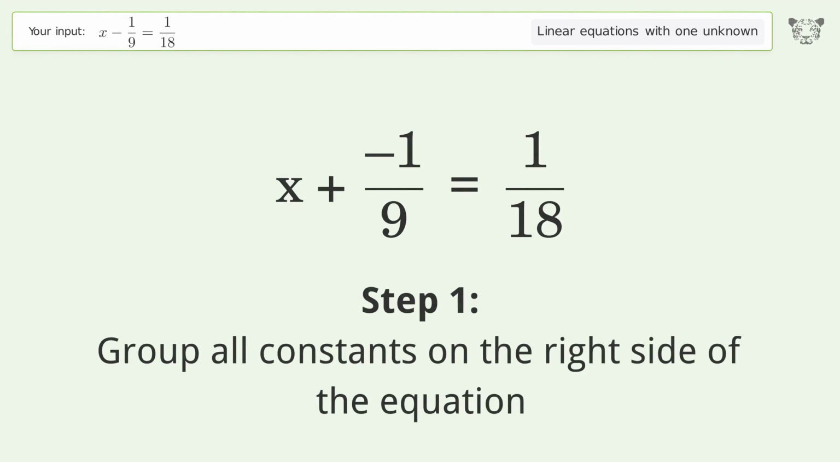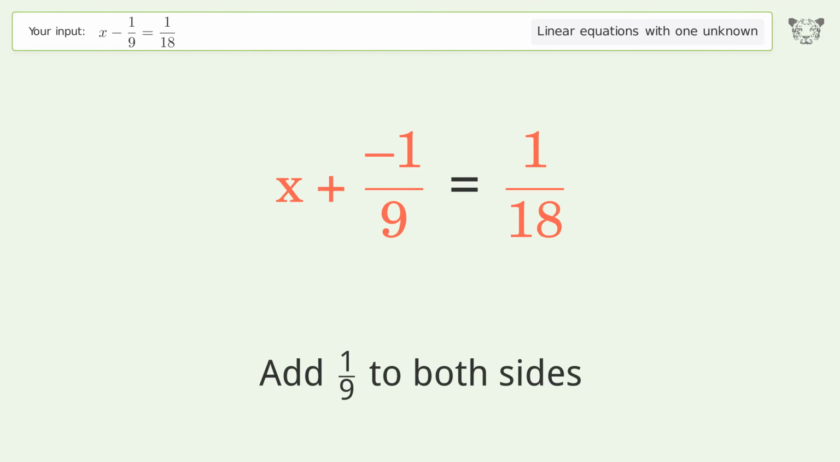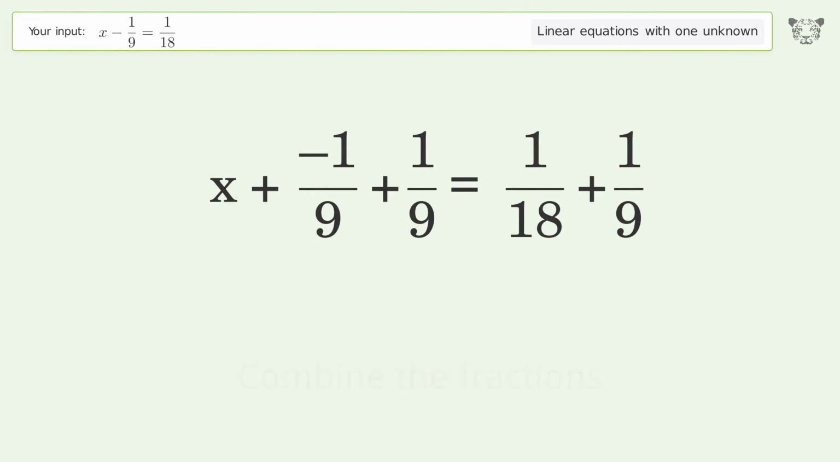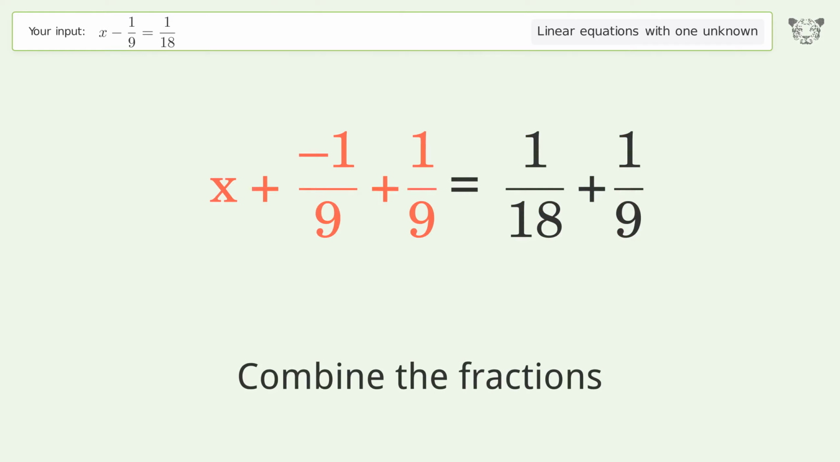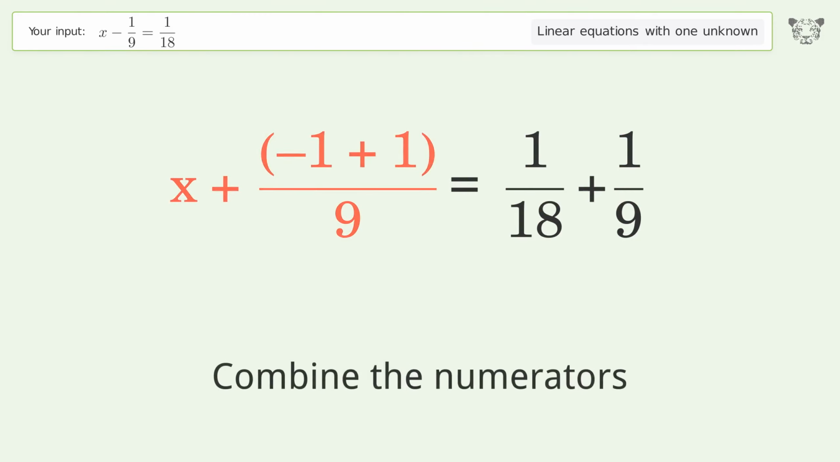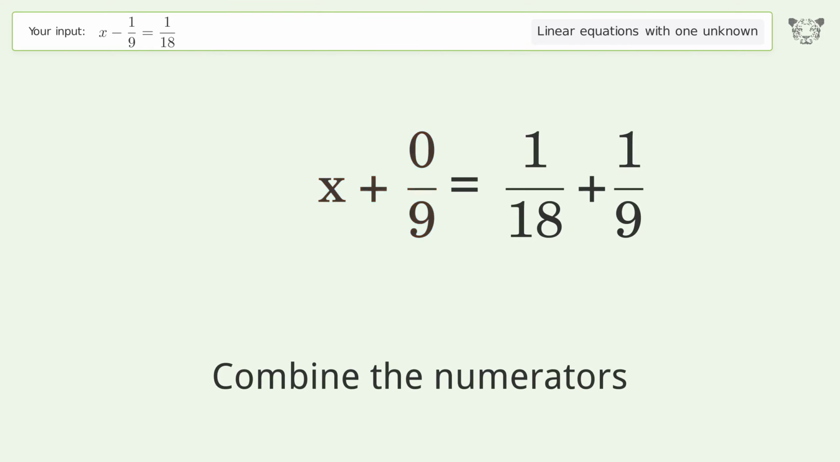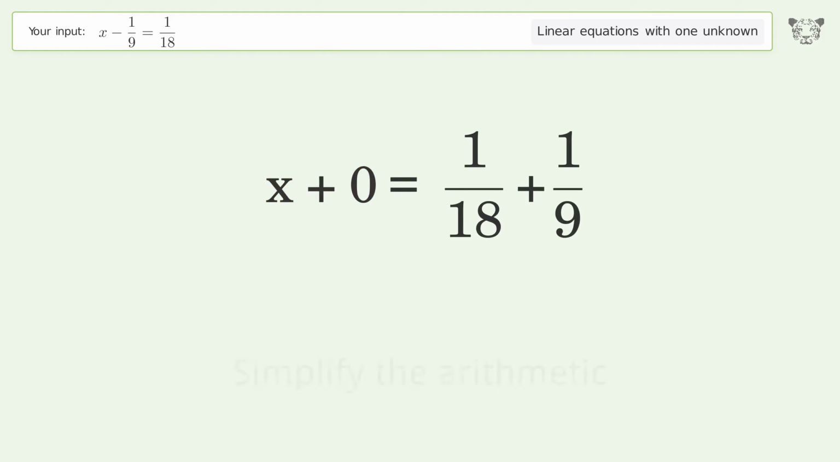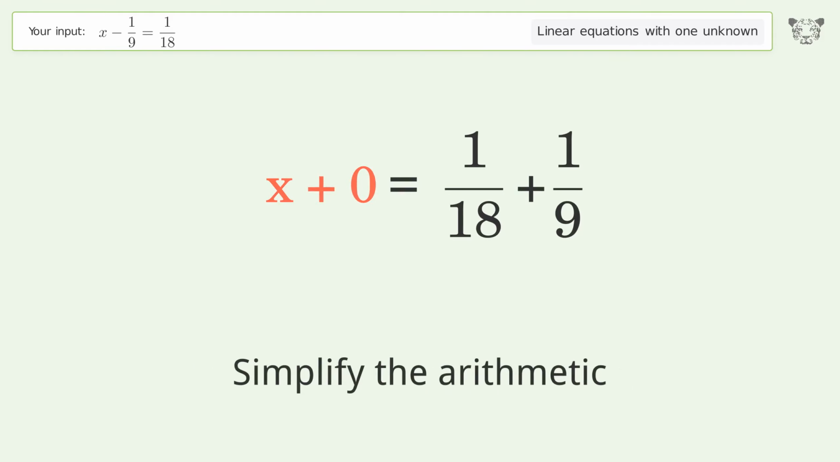Group all constants on the right side of the equation. Add 1 over 9 to both sides. Combine the fractions. Combine the numerators. Reduce the zero numerator. Simplify the arithmetic.